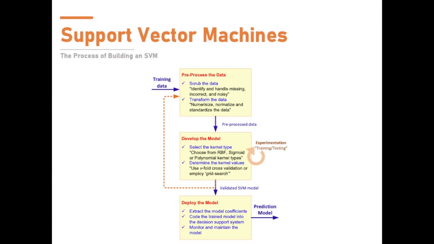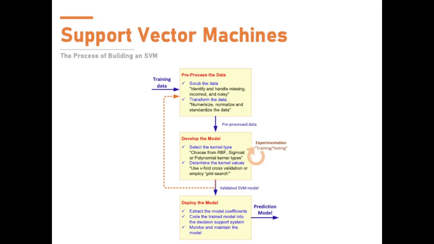Then in step 2, the next step in this process is to develop the model. And for that, we need to first select the kernel type. And we do that based on the data that we've got. Once the kernel is selected, then we need to determine the kernel parameters for this specific selected kernel type.